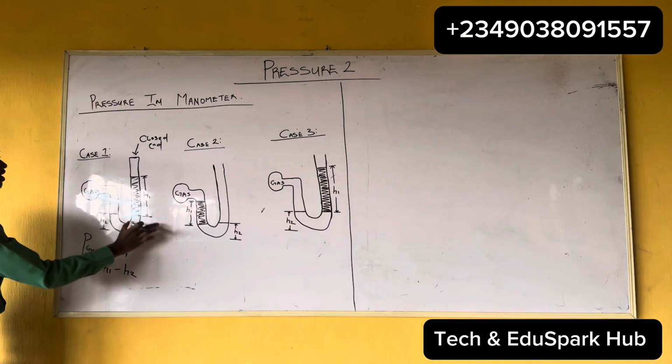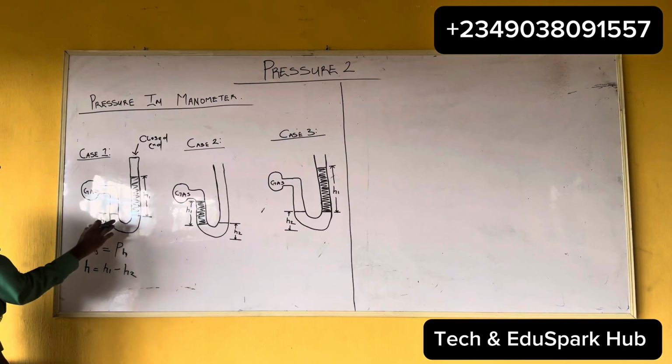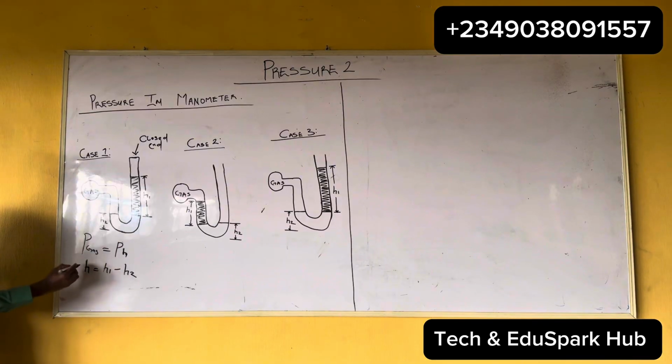So for any manometer, for the longer side or the longer column, we always take the first height, which is H1, and for the shorter column, we always take the second height, which is H2. And that is all about the first case.